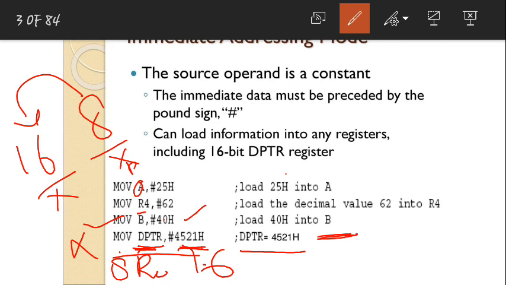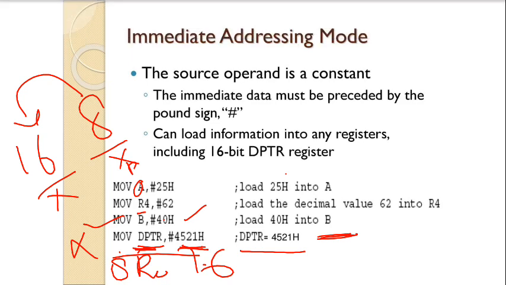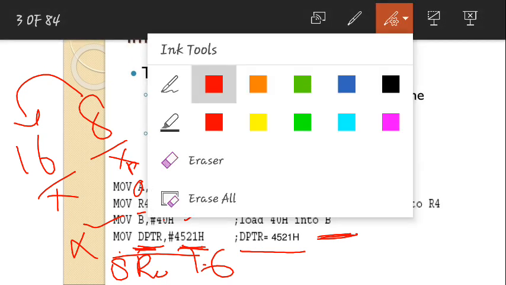So in this way you can't move the values into mismatched registers.